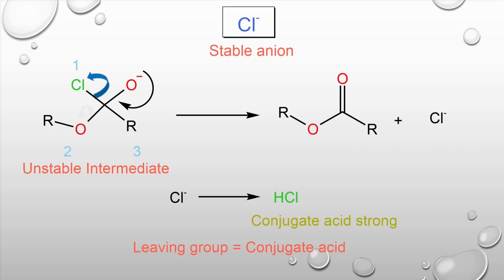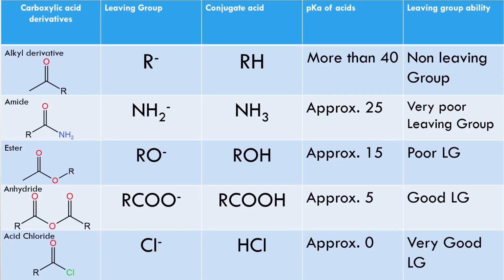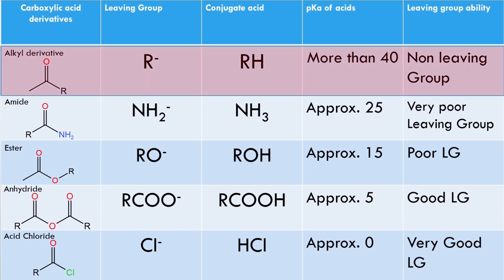Let's understand it in a different way. In an unstable tetrahedral state, there are three choices for the leaving group. Out of them, Cl is the best leaving group because it is most stable in the anionic form. Also, the leaving group ability is directly related to the pKa value of the conjugate acid of the leaving group, which means the stronger the conjugate acid, the better the leaving group ability.